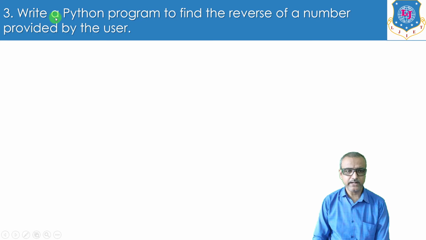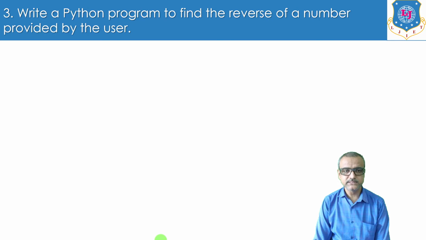Program number 3: write a Python program to find the reverse of a number provided by the user. Say if the user entered 23, so the output will be 32. Okay, so what is the logic behind it?